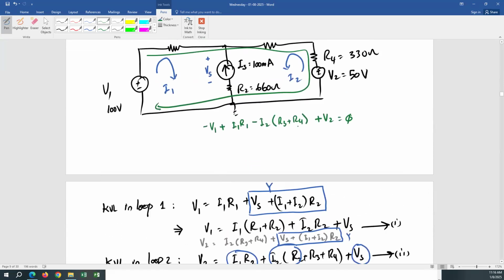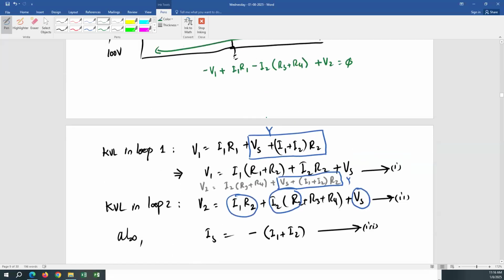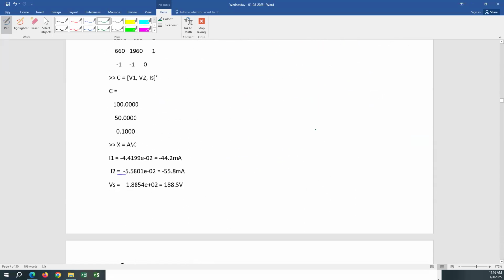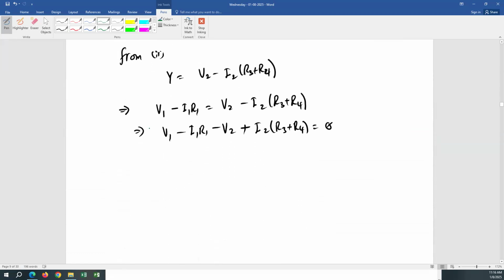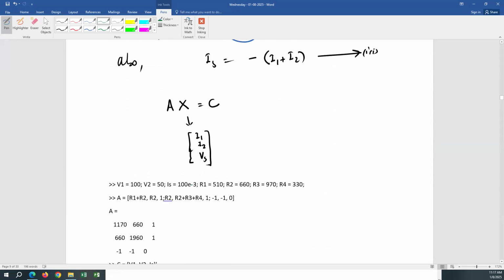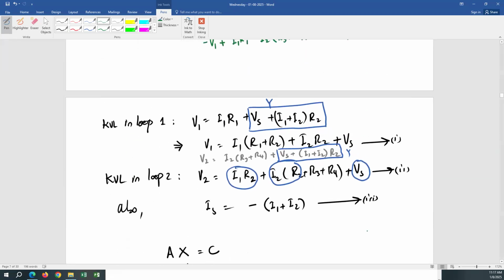Negative V1 plus V2 plus I1 times R1 minus I2 times R3, R4. V1 minus V2 plus I2 times R3 plus R4 minus IR. Both equations are exactly the same. So this is where the super mesh is coming from, basically. It just equates those values that are in the common branch and creates one equation out of that.